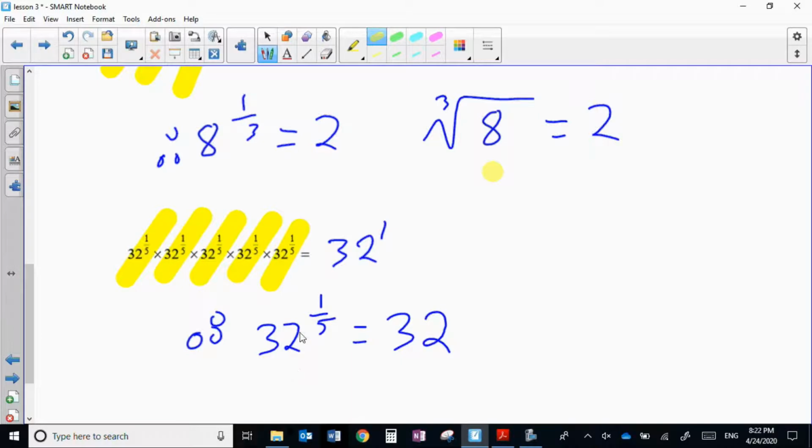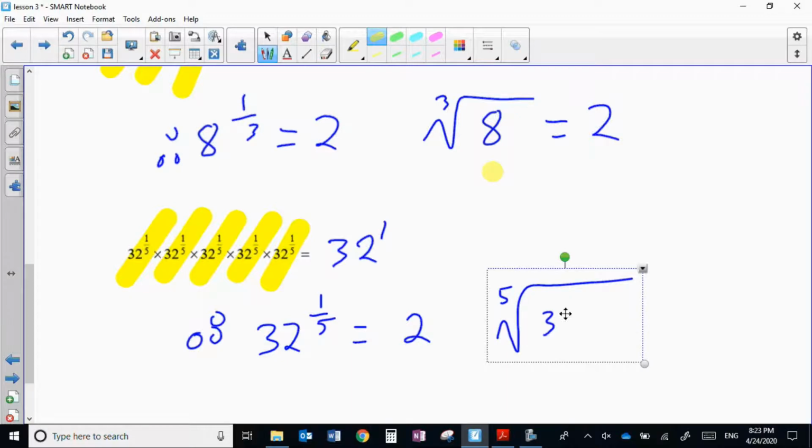Well, that means what number do I multiply by itself 5 times to get 32? Well, the answer is again 2, since 2 to the power of 5 is equal to 32, but we also call that the fifth root of 32, which is equal to 2.